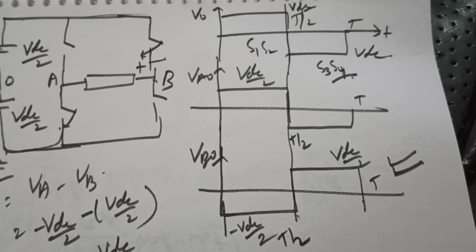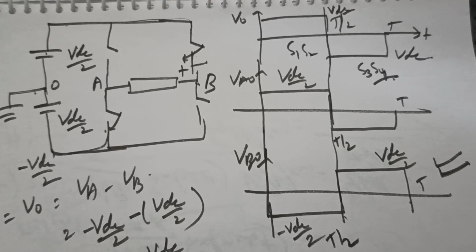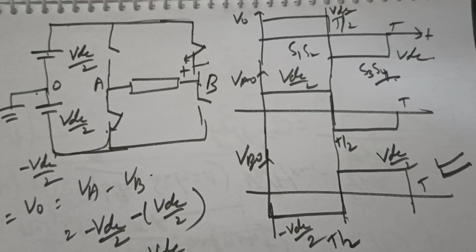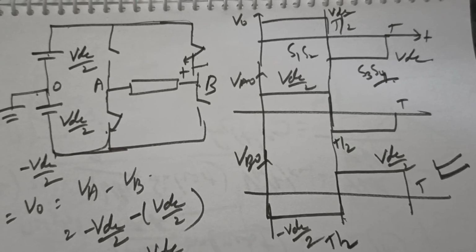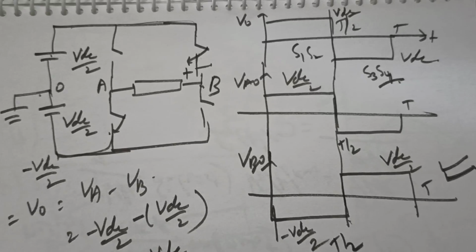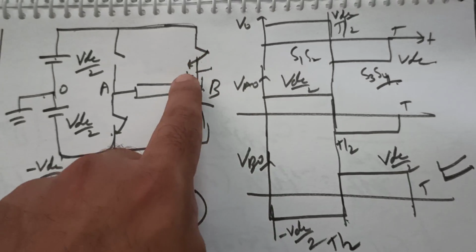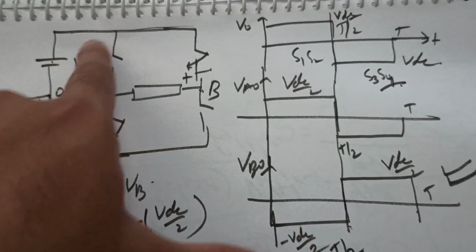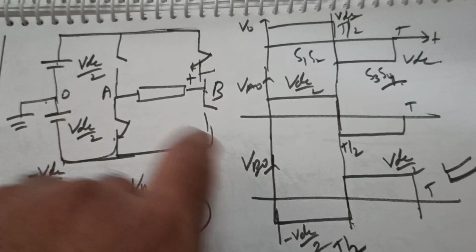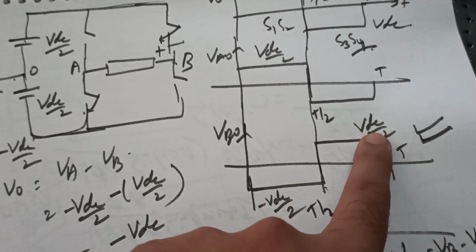Now coming back to the other portion, that is from T by 2 to T. When we look at this portion, in the A0 portion, when the conducting switches are S3 and S4, then we can be very sure that B gets connected to this part. Now B0 becomes positive, that is plus VDC by 2. This is what is shown here. When S3 and S4 conduct, B0 becomes plus VDC by 2.